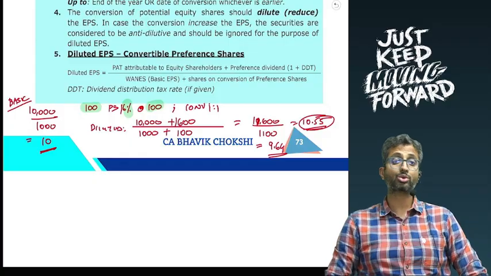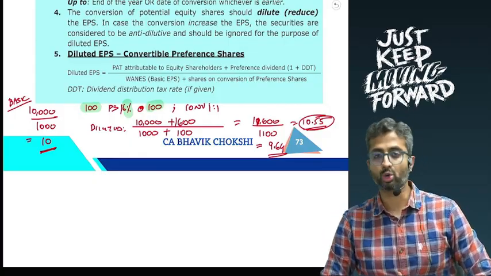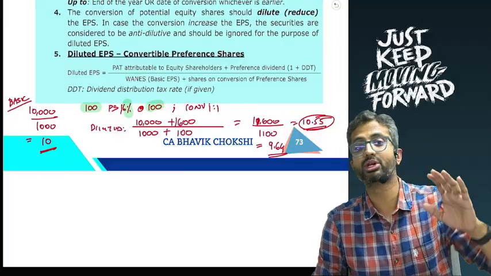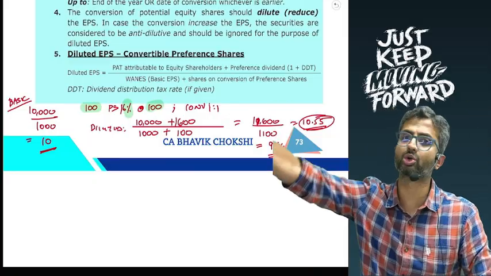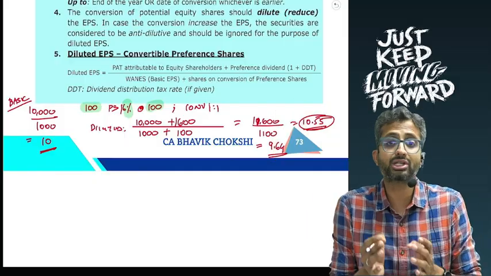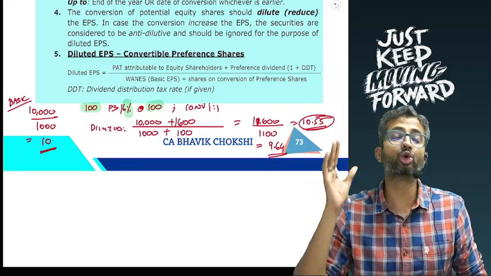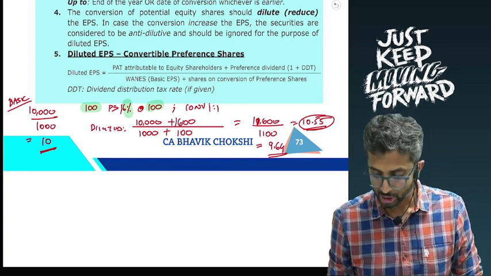So if the preference shares were to convert, then it is beneficial for the equity shareholders. Prudence and conservatism says, let us prepare them for the worst possible situation. That is, if the preference shares were to convert and the EPS were to fall, I will disclose that as diluted EPS. But if the preference shares were to convert and the EPS were to rise, I will ignore that conversion and continue to show the diluted EPS at 10 rupees only, not at 10.54. So I hope that is clear.